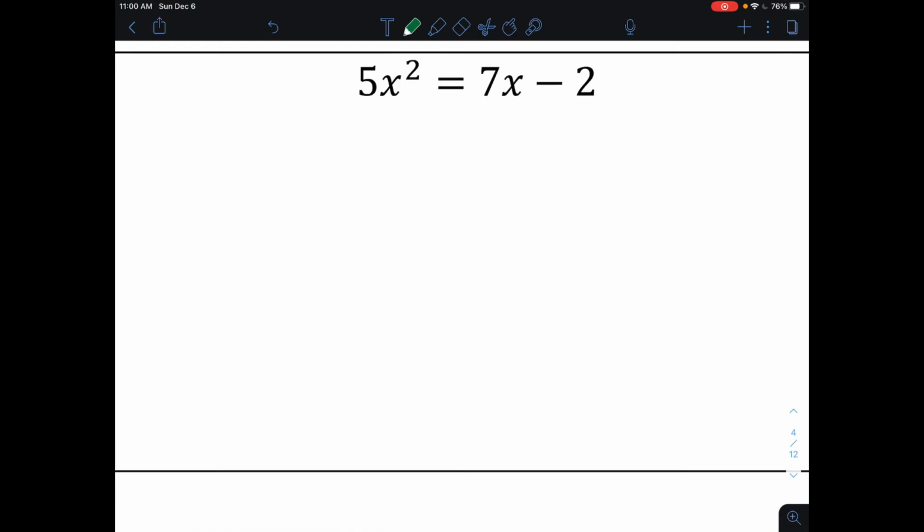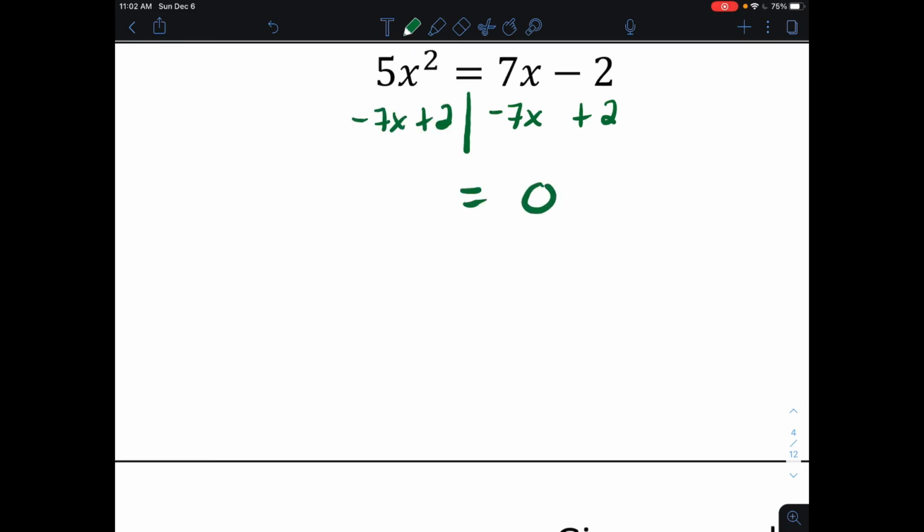All right, next problem. I got 5x squared is equal to 7x minus 2. Well, since I have an x to the second power and I have an x to the 1 power in the same problem, I need to get everything on the same side. So I'm going to move everything to the left-hand side. So I'm going to minus the 7x, and I'm going to plus the 2. That's going to give me 0 on the right side.